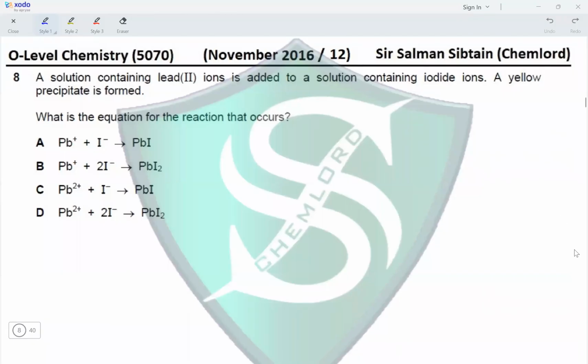Question 8. A solution containing lead-2 ions is added to a solution containing iodide ions. A yellow precipitate is formed. What is the equation for the reaction that occurs? So we have lead ions as Pb2+ and iodide ions as I-. So Pb2+ will react with two I- ions producing PbI2, which is the yellow precipitate.